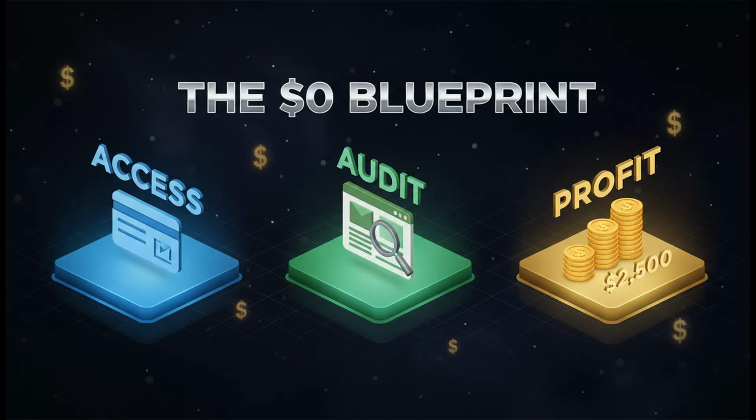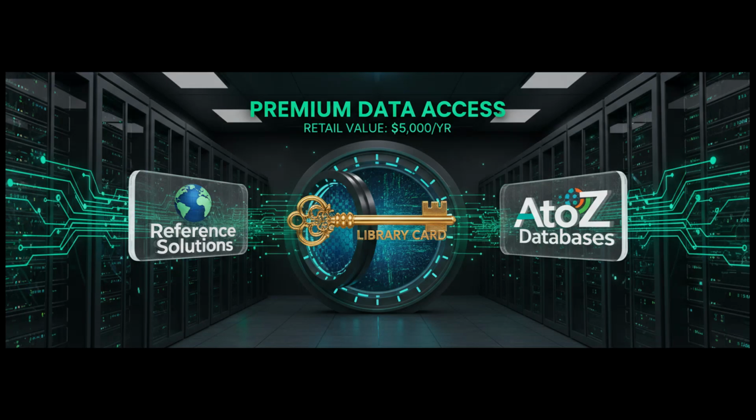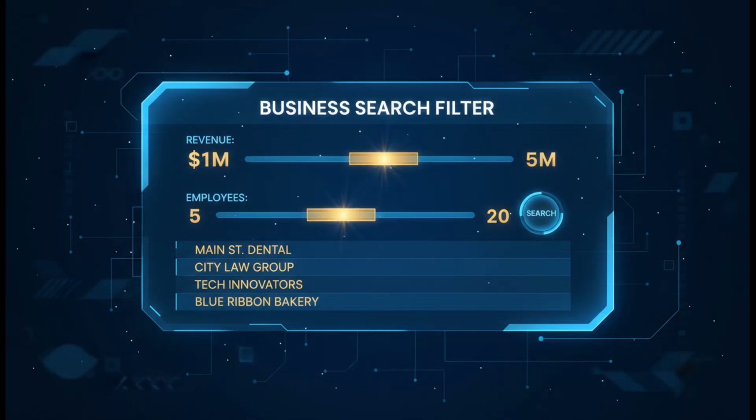In the next 10 minutes, I'm handing you the exact blueprint to turn that library card into a high-ticket client machine. We're talking about a $0 startup cost and a path to your first $300 to $2,500 project by performing simple digital audits for local businesses. The secret lies in premium business databases like Reference Solutions or A to Z databases. These are high-level tools that usually cost thousands, but most public libraries pay the licensing fee so you don't have to. It's the ultimate boring asset loophole.